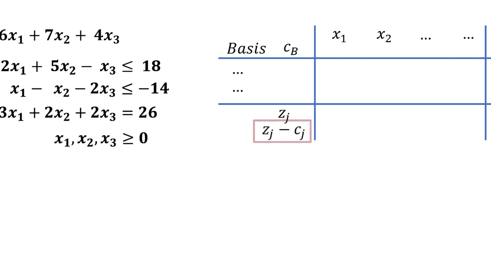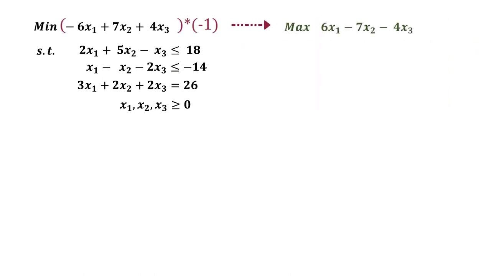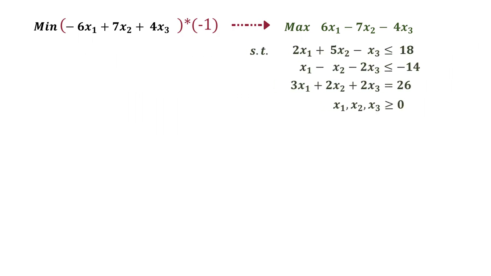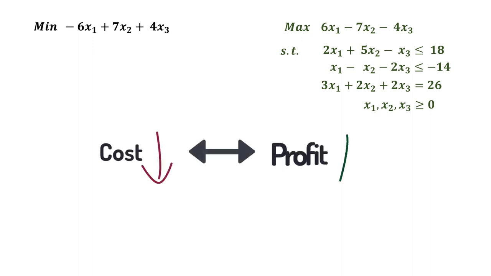And another way is to convert the minimization problem to a maximization problem by multiplying the objective function by -1. And that's what we'll do in this video. So we will be working with this maximization objective and the constraints will remain the same. The idea is that making cost as small as possible is equivalent to making profit as large as possible.